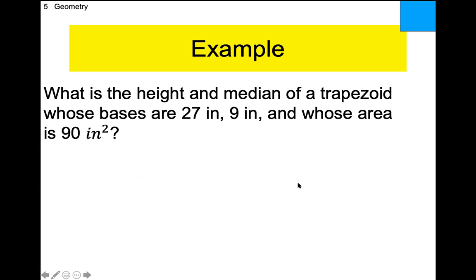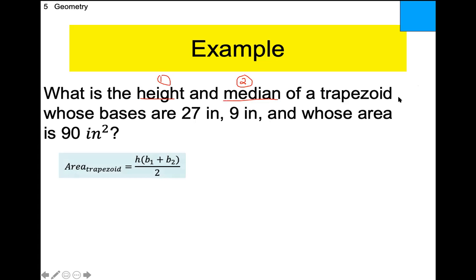Okay. So it says, what is the height and median? So I'm solving for two things. This is answer number 1. This is answer number 2. Of a trapezoid whose bases are 27 inches and 9 inches and whose area is 90. So this one's a bit more complicated. We'll just take it piece by piece.